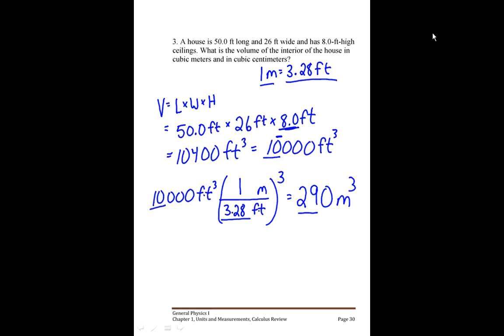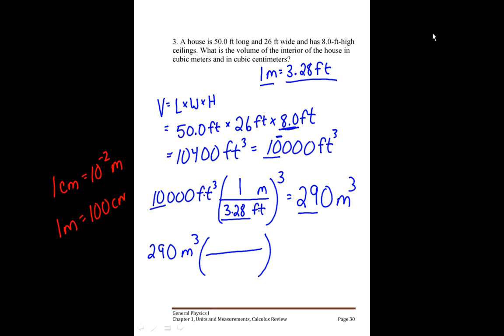Okay, so now I also want to convert that to centimeters. I'm going to convert cubic meters to cubic centimeters. 290 cubic meters. I need to do a conversion factor. Now, you need to know the metric prefixes, and in particular, we'll use centimeters a lot. And you can say that 1 centimeter is equal to 10 to the minus 2 meters. Another way of thinking about this is that 1 meter is equal to 100 centimeters. Right? And that will give you two different ways of working through this.